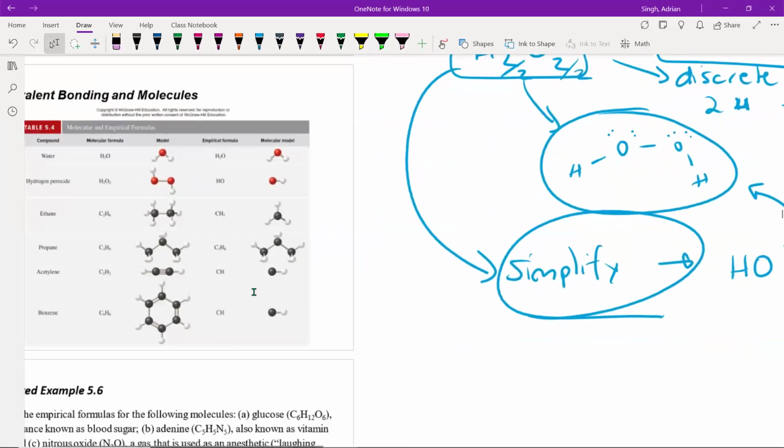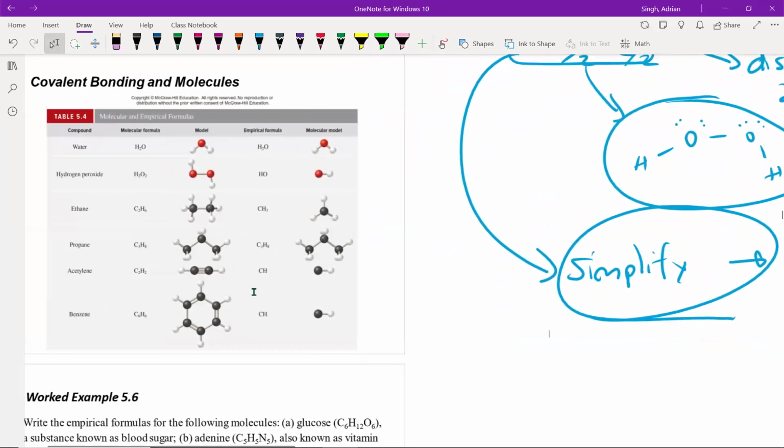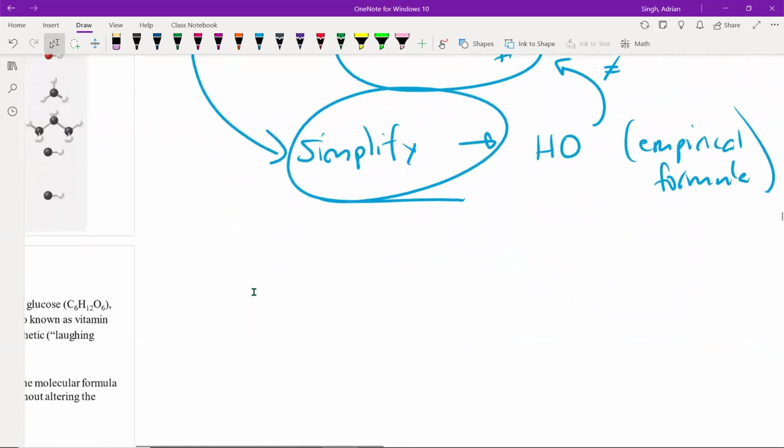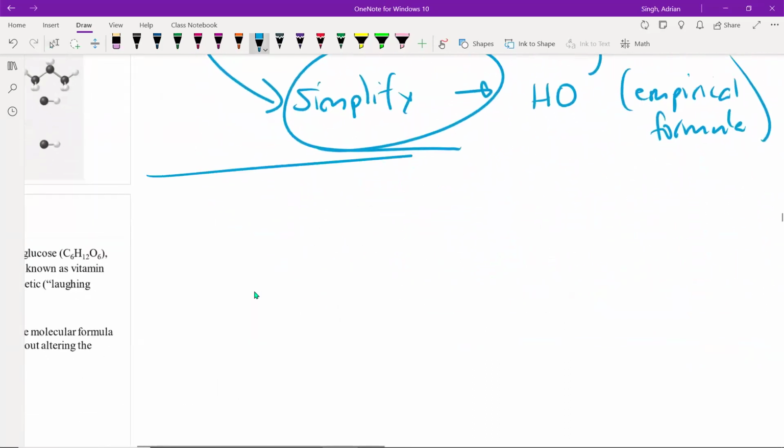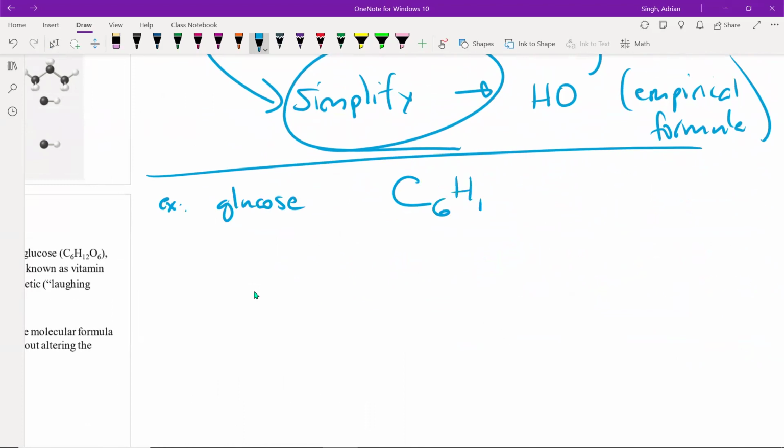We can take a look at a very good example down here. We'll do this off to the side. If we have something like glucose, glucose has the molecular formula C6H12O6. So glucose, which is a type of sugar, is made up of 6 carbons, 12 hydrogens, and 6 oxygens. This is the molecular formula.